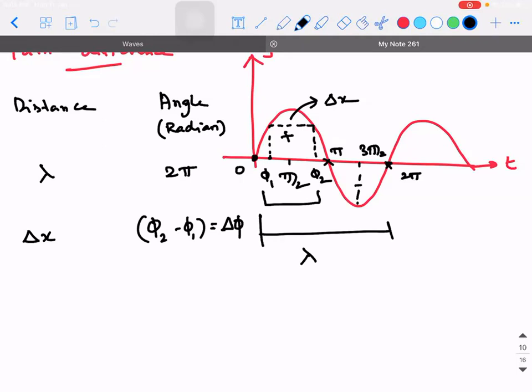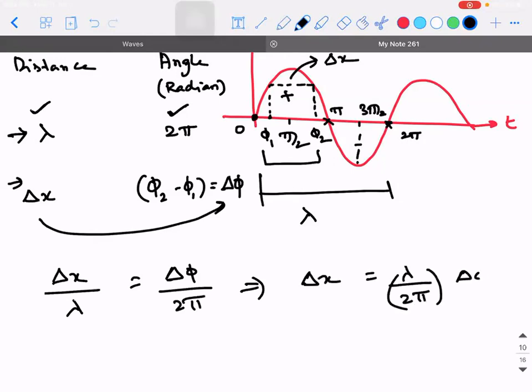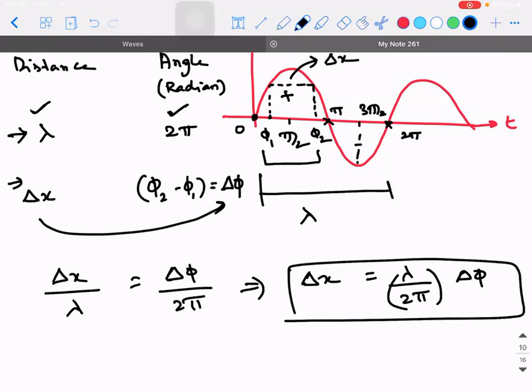Try to understand. The top portion is fixed data. The bottom portion is random data. To cover a distance of wavelength lambda, the angle difference has to be 2 pi. Similarly, to cover some random distance of delta x, if the corresponding phase difference is delta phi, then delta x divided by lambda is equal to delta phi divided by 2 pi, which implies delta x is equal to lambda divided by 2 pi into delta phi. This is the mathematical relation, and this delta x is called the path difference.